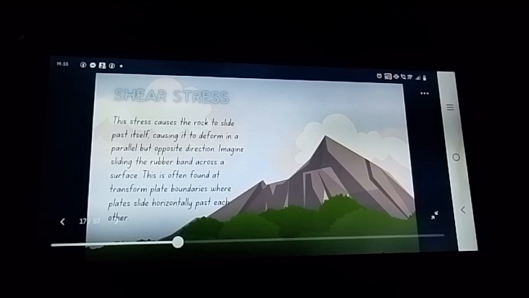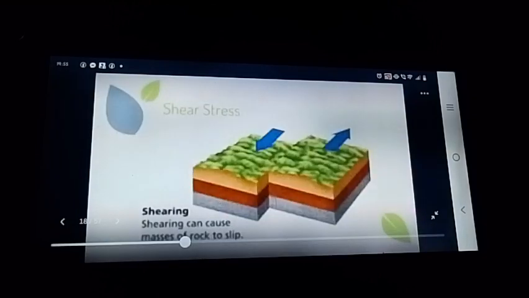So, imagine sliding a rubber band across a table. That's shear stress in action. It's a force that causes rocks to slide past each other, like two plates rubbing against each other. Think of it like shuffling a deck of cards. The cards are sliding past each other, creating a shearing motion. So I have an example of shear stress here. Shearing can cause masses of rock to slip.